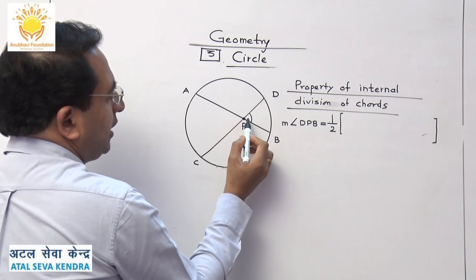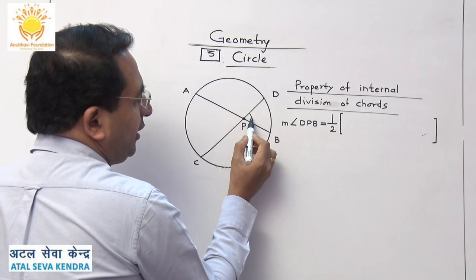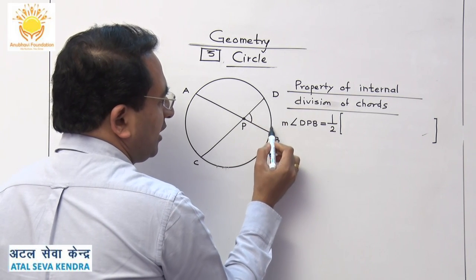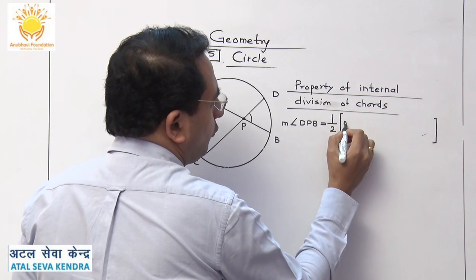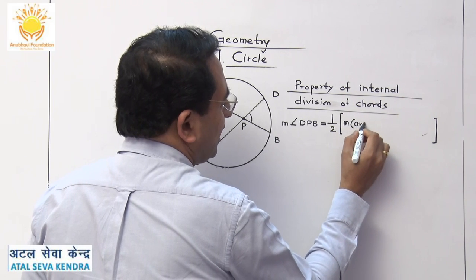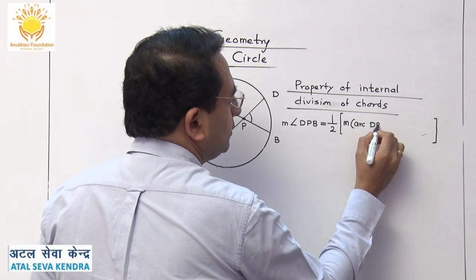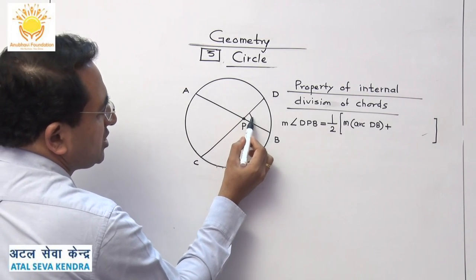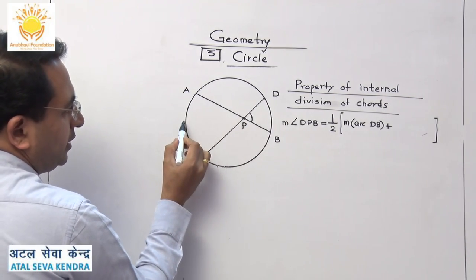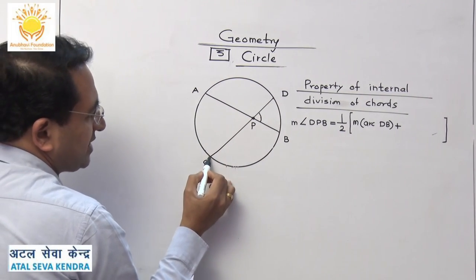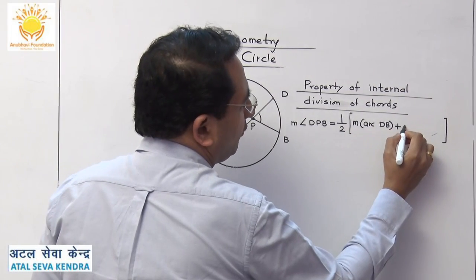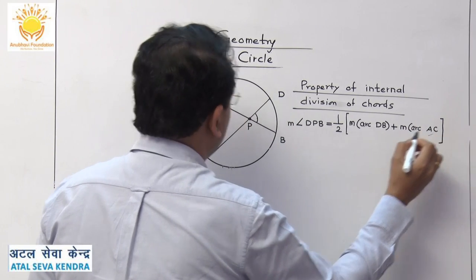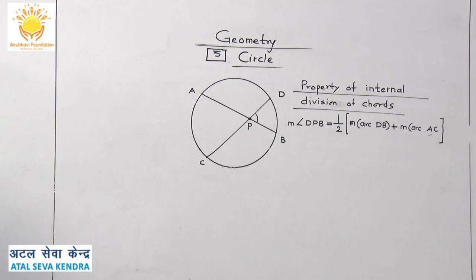Now you tell me, if this is the angle taken into consideration, then what will be the arc which is facing it? Is this arc or not? So here we have to write major arc DB plus. Now just see opposite to it. This arc is on the back side. So here we have to write major arc AC. Is that clear to you?